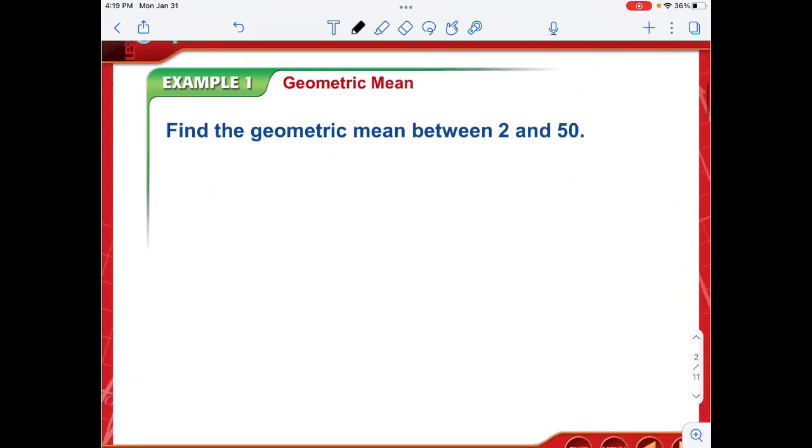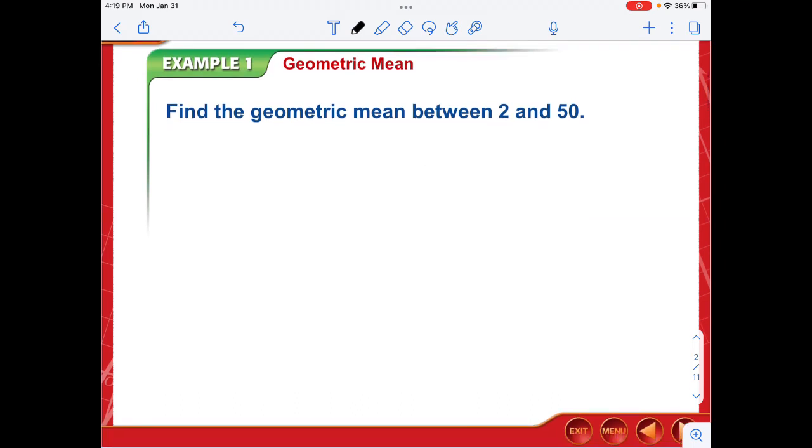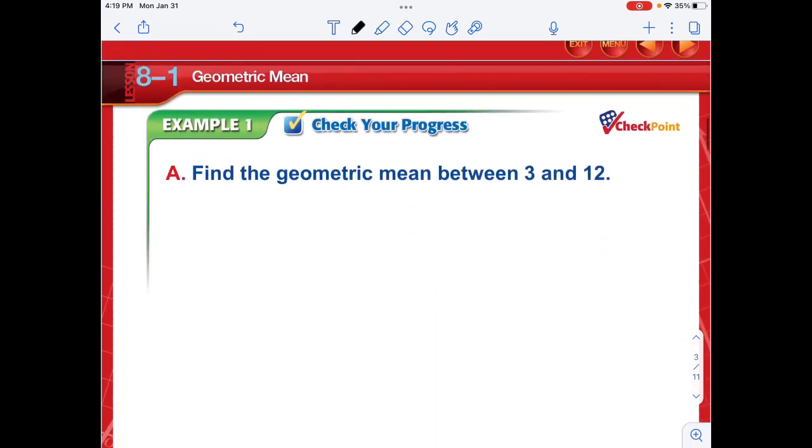Okay? So we have another example here. Say we have the numbers 2 and 5. What is the geometric mean of these? So we go ahead and multiply them. We take the square root of that, and we get that our answer is the square root of 10. That's the geometric mean. Okay? If we try another example, find the geometric mean of these. We're just going to go ahead and take 3 times 12. That's 36. Take the square root of that, and that gives us 6.